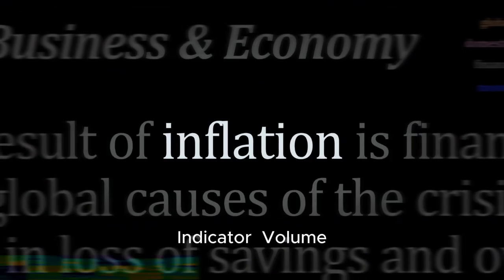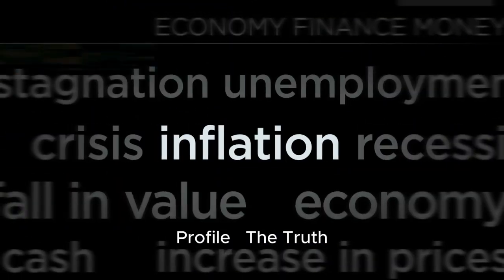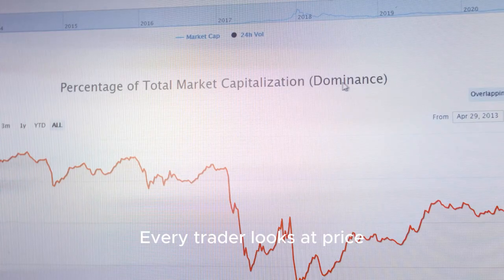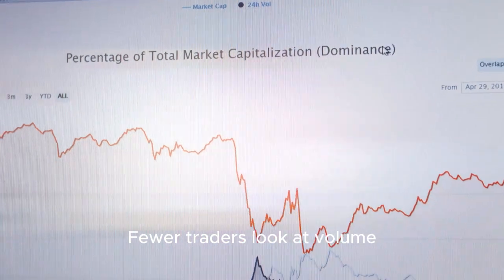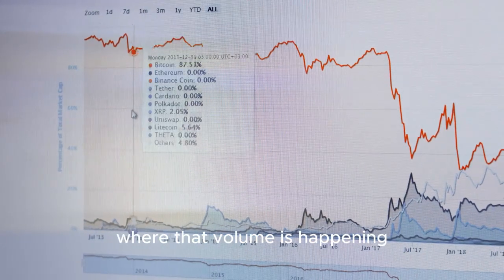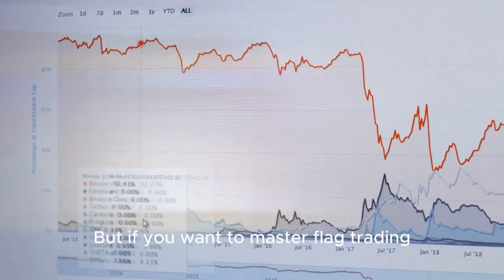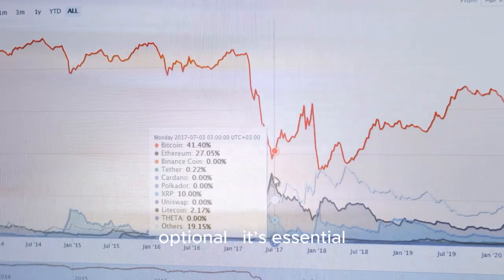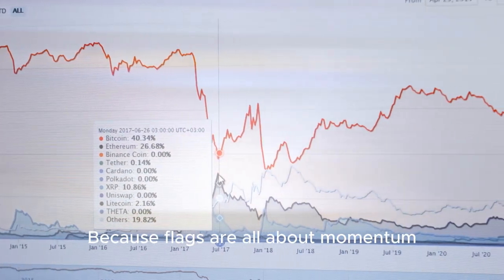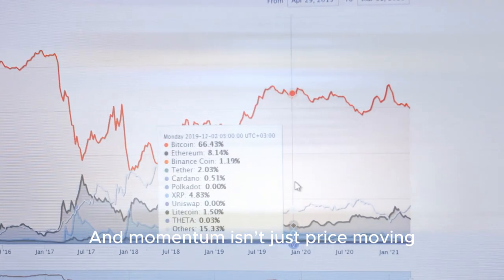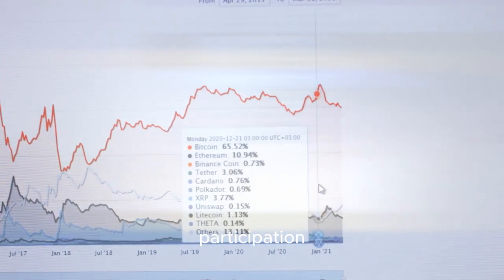The first indicator, volume profile, the truth behind the price. Every trader looks at price. Fewer traders look at volume, and almost no traders look at where that volume is happening. But if you want to master flag trading, understanding volume isn't optional. It's essential, because flags are all about momentum, and momentum isn't just price moving, it's price moving with participation.